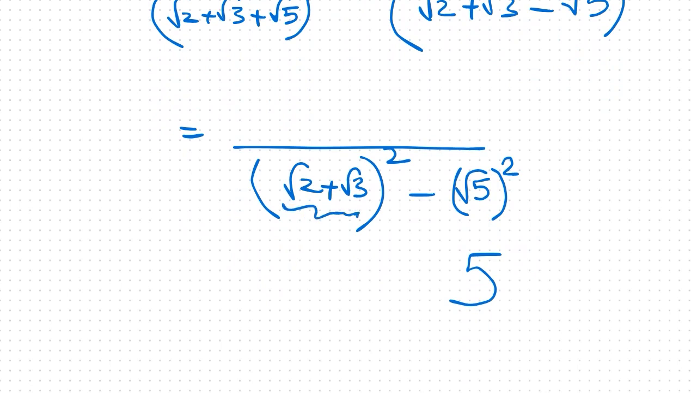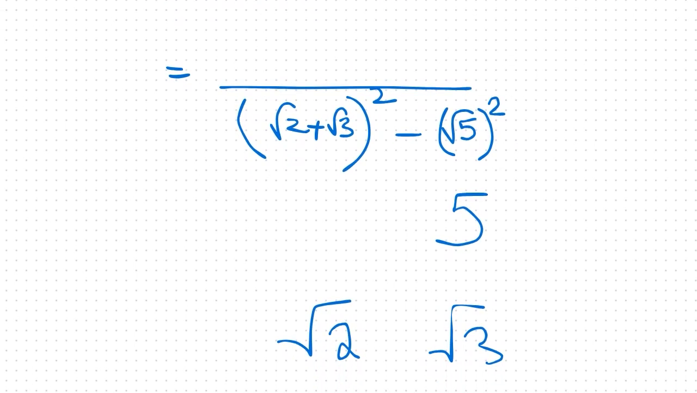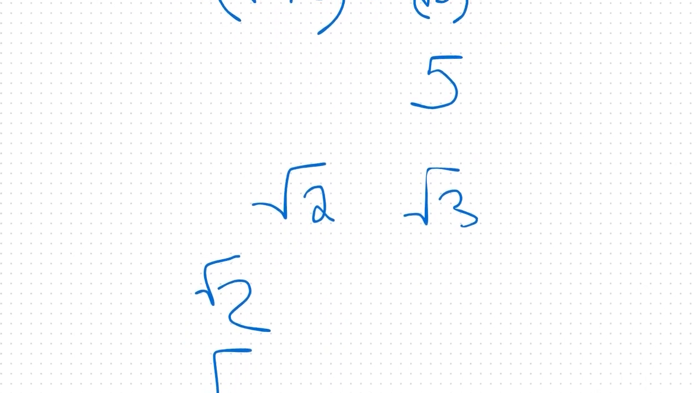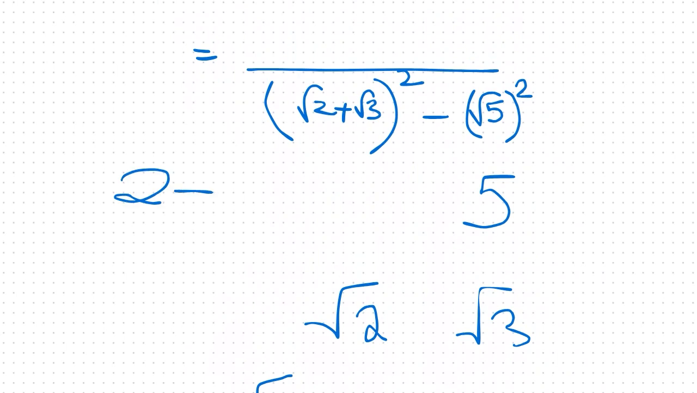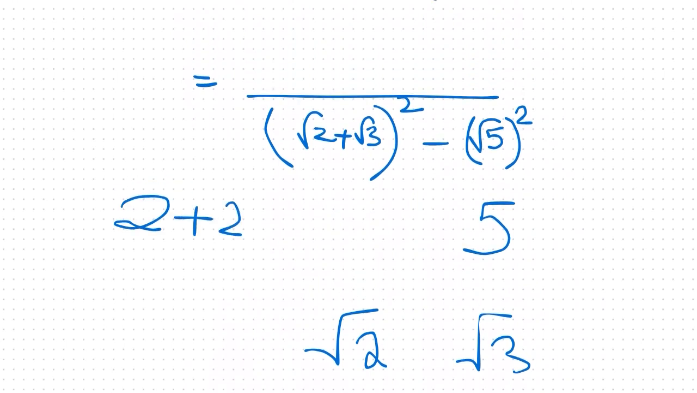Well, here it's a bit tricky. This corresponds to what format? 1, 2 or 3? Format 1. So you have to apply that formula. What is the formula? A plus b whole square: A squared, which is 2, plus 2ab, which is 2 root 6, plus b squared, which is 3. Can you simplify this?